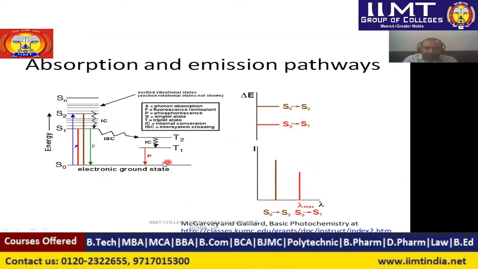The difference between the two states corresponds to a particular amount of energy. You can see the graph also, S0 to S1, that is the red line. Then S0 to S2, again, this is a brown line. So you can indicate it in a particular graph also.